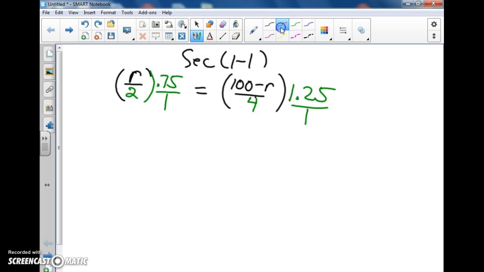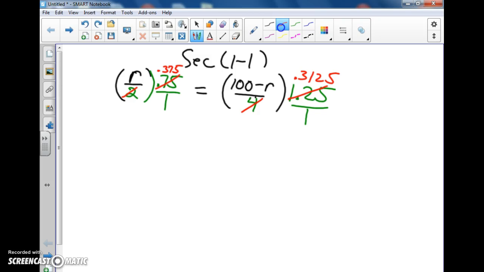You're going to say to yourself, 2 goes into 0.75 how many times? Go do that in the calculator. 0.375, does everybody agree? All right, good job, that's right. Let's go to the other one. 4 goes into 1.25 how many times? 0.3125 is correct. Everybody good with that?